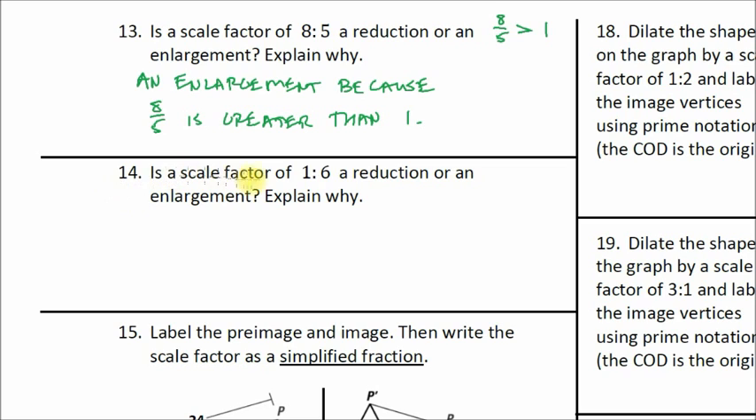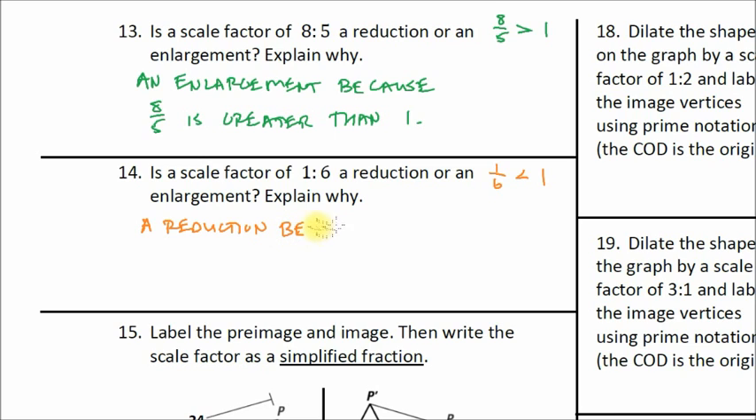Number 14, is a scale factor of 1 to 6 a reduction or an enlargement? Explain why. Well, 1 to 6 is actually 1/6, and that's less than 1. So this is, I'm going to write the word "and." This is a reduction.